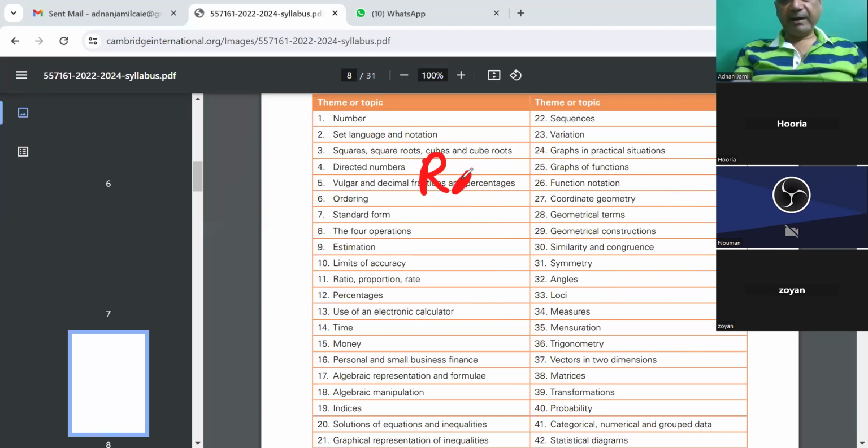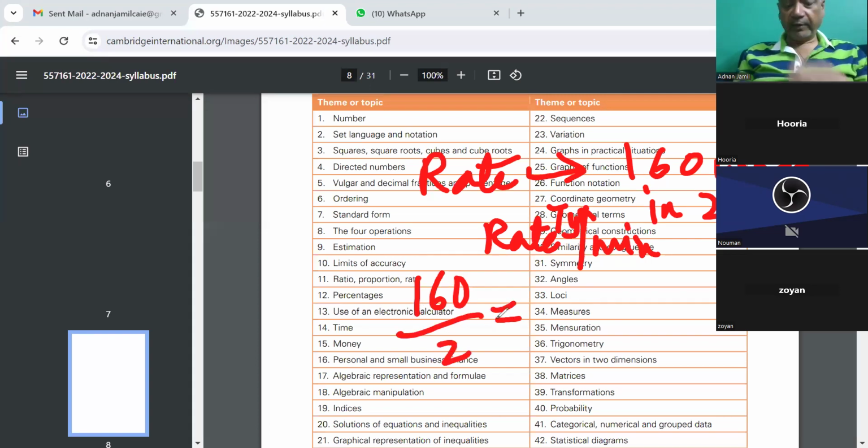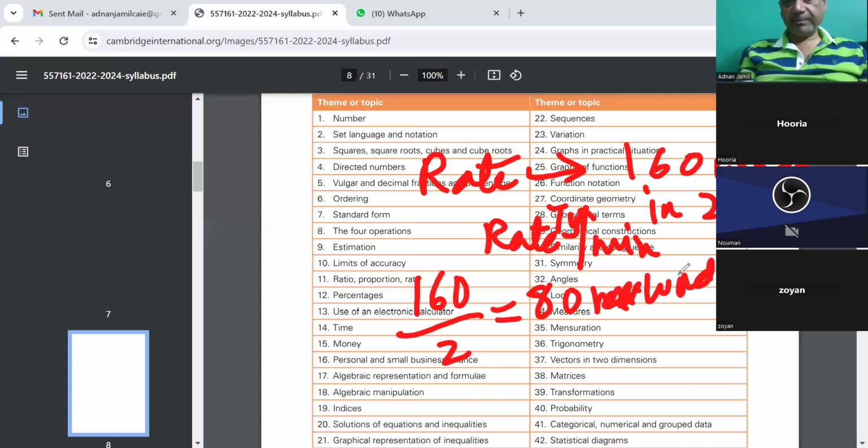Then rate means, for example, a person is typing 160 words in 2 minutes. Find the rate per minute. Rate of typing per minute. Say it. Rate of typing per minute. So it will be 160 upon 2. This is an example of rate. So what is the answer? 80 words per minute. So I just gave you a simple example of what is the meaning of rate actually.